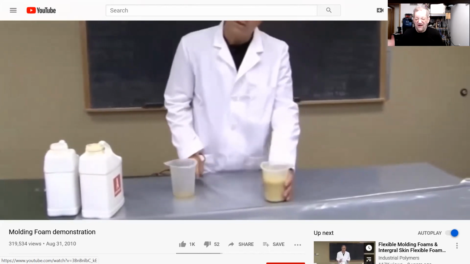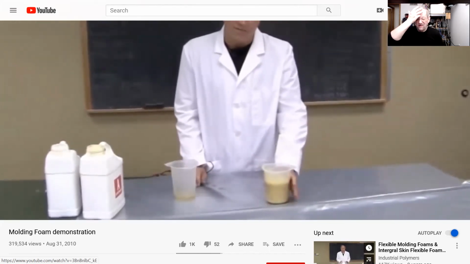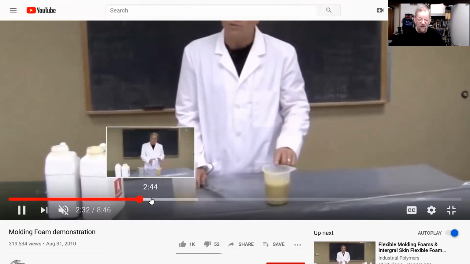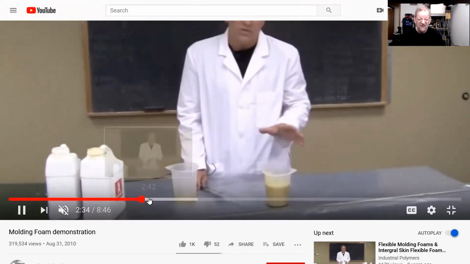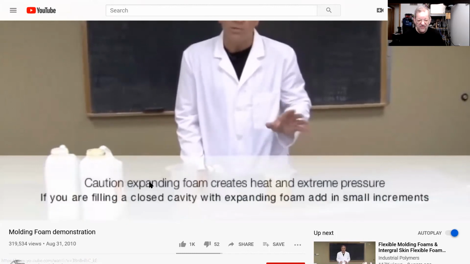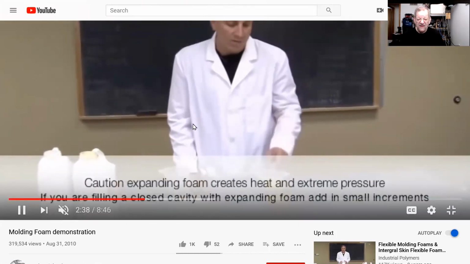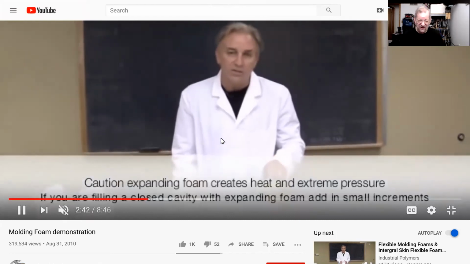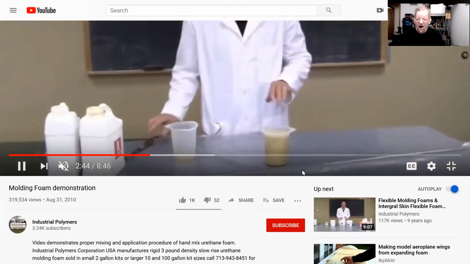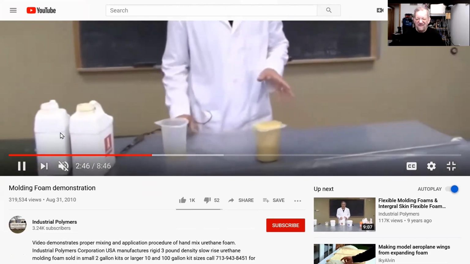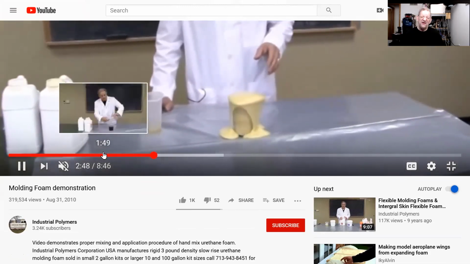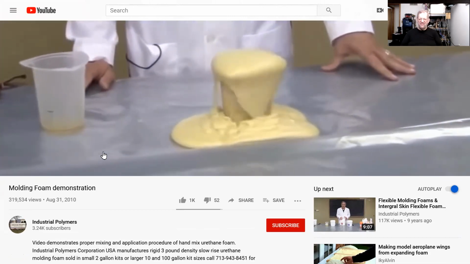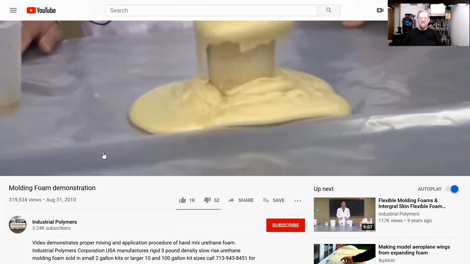Remember the B side has the blowing agent and everything? It's a slow rising. Now, this is an exothermic reaction. It gives off heat. Oh, look, it's alive. See how it's rising? In the lab, we don't put that much so it overflows like that. And it's forming a foam.